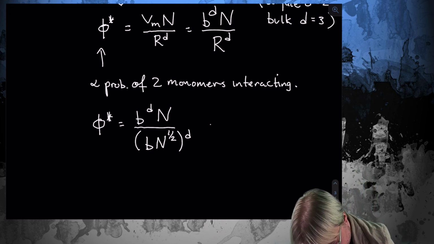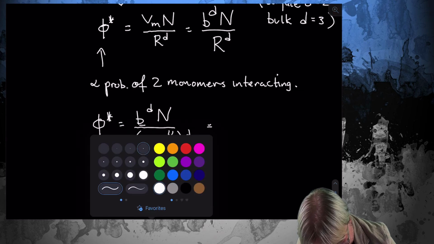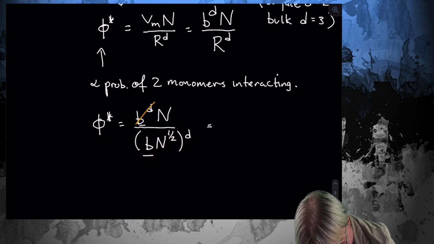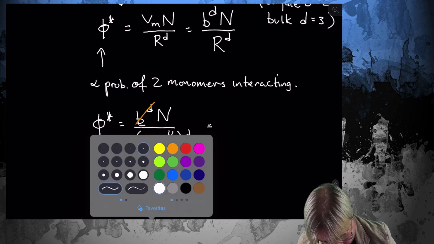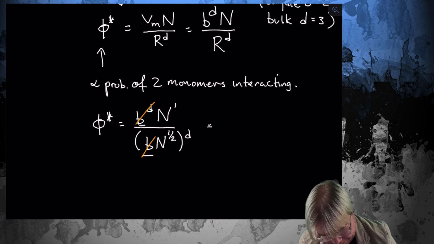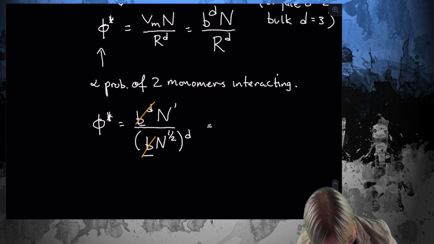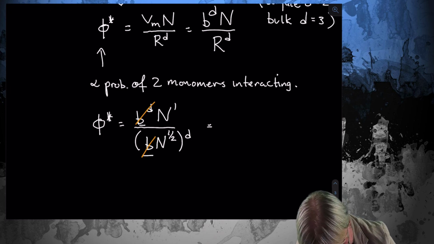And so I could do this. Of course, I've got here b to the d and b to the d, so these things will cancel. And I've got in the numerator n to the 1 power, and in the denominator, I've got n to the d divided by 2 power.